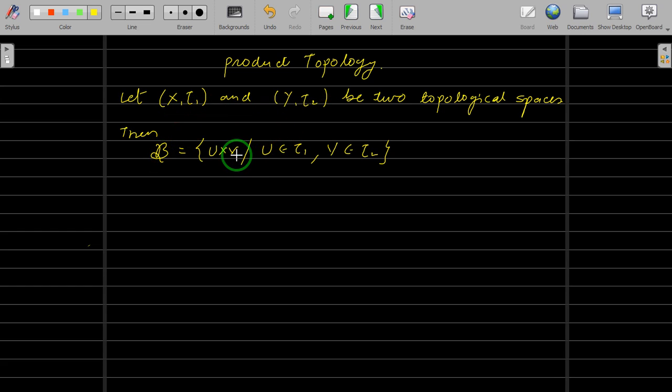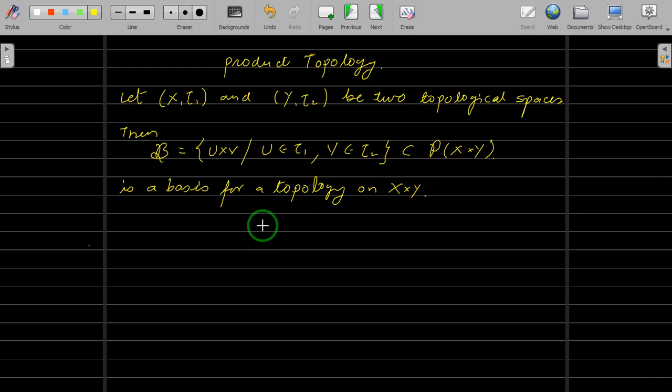Okay. Now, what you are doing here is taking some u from tau 1 and v from tau 2. Tau 1 is a subset of the power set of X, tau 2 is a subset of the power set of Y, and you are taking u cross v. So, of course, this will be a subset of the power set of X cross Y. If you take this set, this is a basis for a topology on X cross Y.